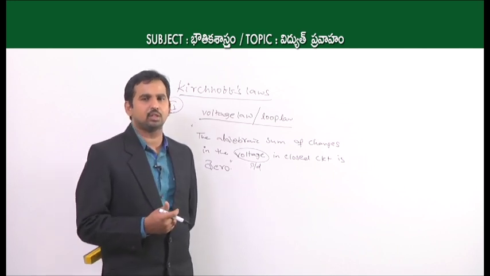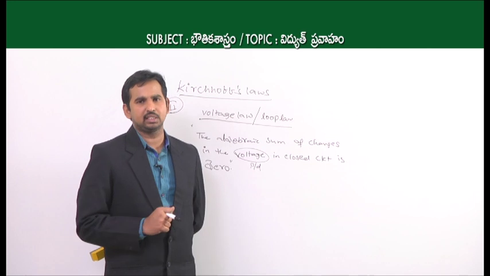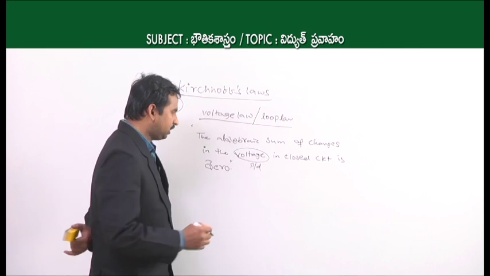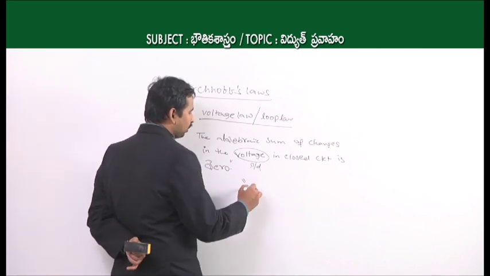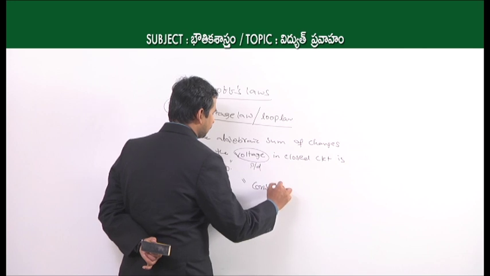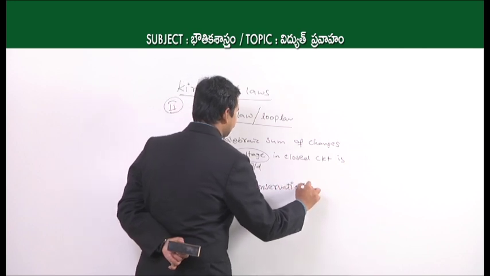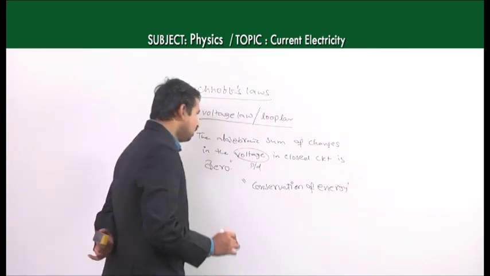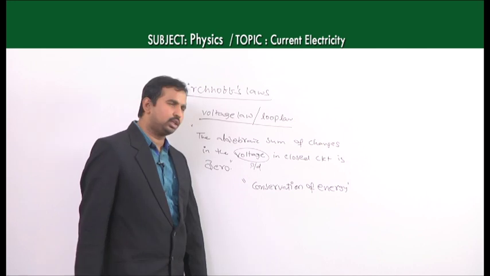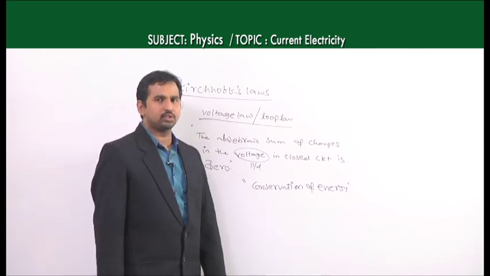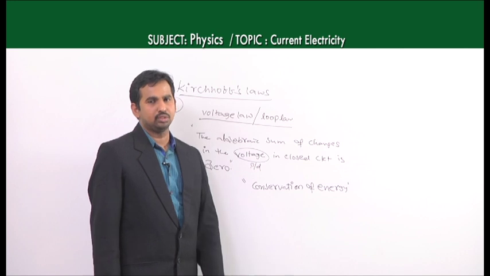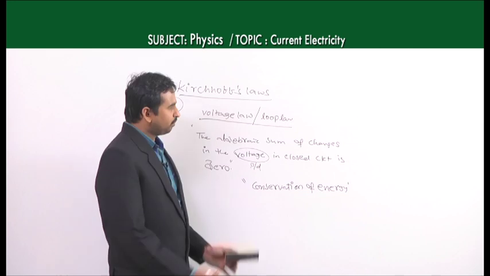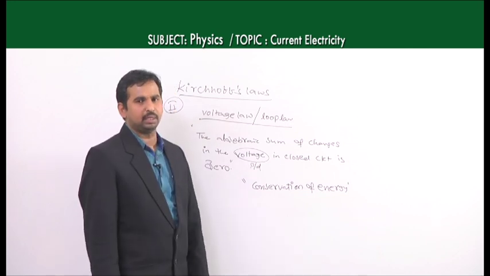That change in the energies becoming 0 means no energy is missing here, which is why this voltage law or loop law is a consequence of conservation of energy. So the algebraic sum of the changes in the voltage or the potential difference in a closed circuit is always equal to 0. And what do we mean by this algebraic sum of changes in the potential difference? By taking an example, we can see.